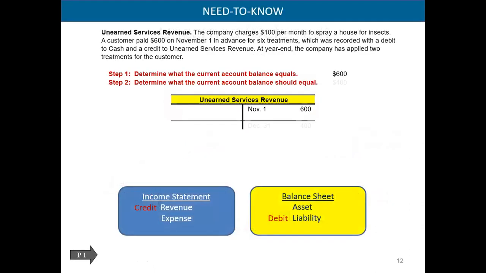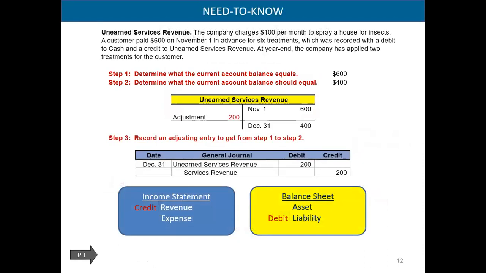So here's our example of that. It says the company charges $100 per month to spray a house for insects. A customer paid $600 on November 1 in advance for 6 treatments, which was recorded with a debit to cash and a credit to unearned services revenue. At year end, the company has applied 2 treatments for the customer. So initially, they prepaid us $600 on November 1st.